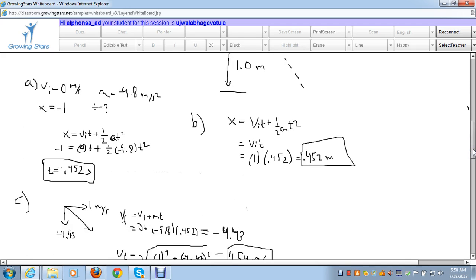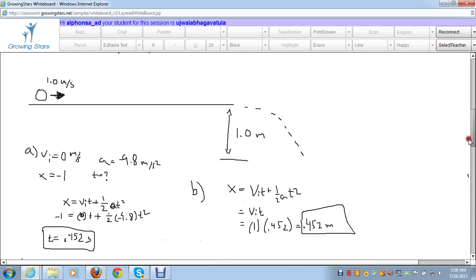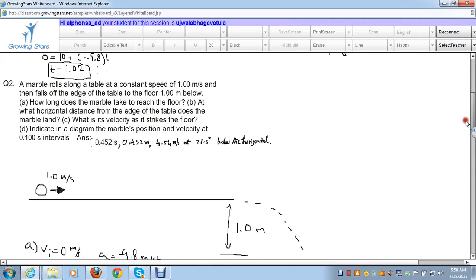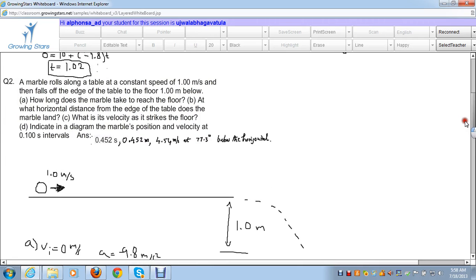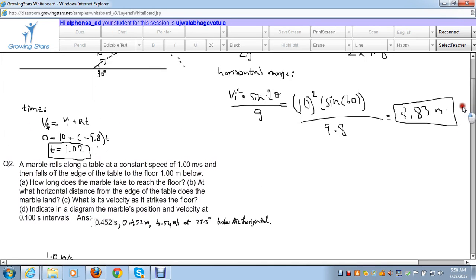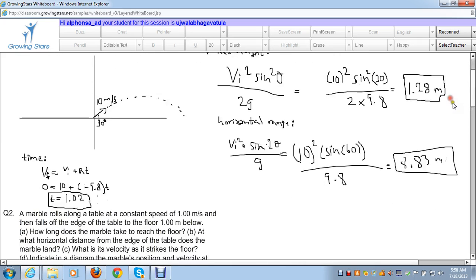Indicate in the diagram the marble's position and velocity at 0.1 second interval. I'm not seeing the working. You erased it. For letter D, D part. I did it on the calculator. No, no problem. I'll show it to you now.